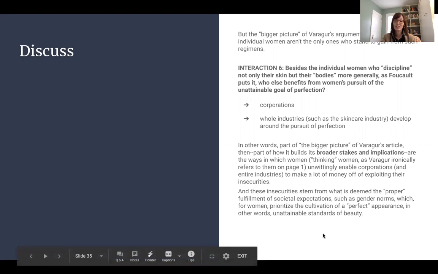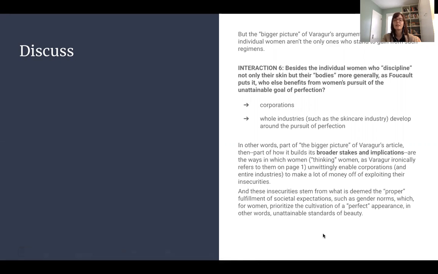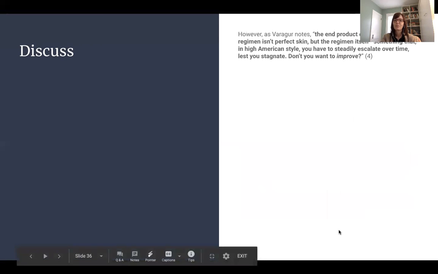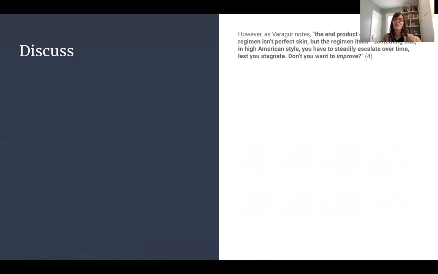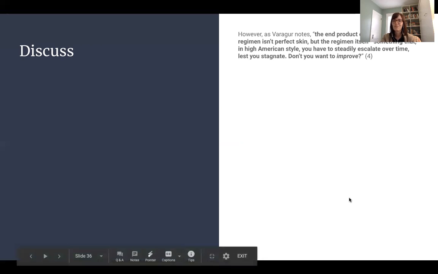And these insecurities stem from what is deemed the quote unquote proper fulfillment of societal expectations, such as gender norms, which for women prioritize the cultivation of a quote unquote perfect appearance. In other words, unattainable standards of beauty. However, as Vargar notes, the end product of a skincare regimen isn't perfect skin, but the regimen itself. Something that, as we've seen in High American Style, you have to steadily escalate over time lest you stagnate. Don't you want to improve?